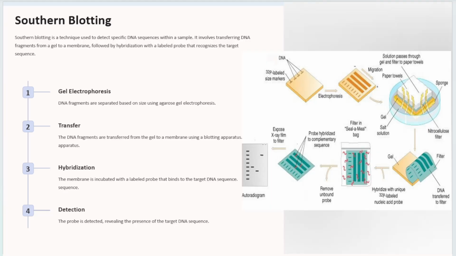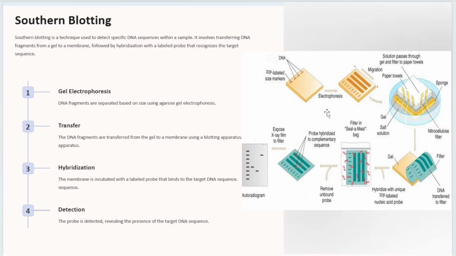That is, we have sponges on both sides, and then we have a grid, a supporting grid, and then we keep it under a chamber. Under the chamber, we have a buffer, and we run the current. So this time, whatever DNA is there on the gel will travel to the membrane, that is the nitrocellulose membrane. So an exact replica of the gel, the bands which are formed in the gel, will come on the membrane.